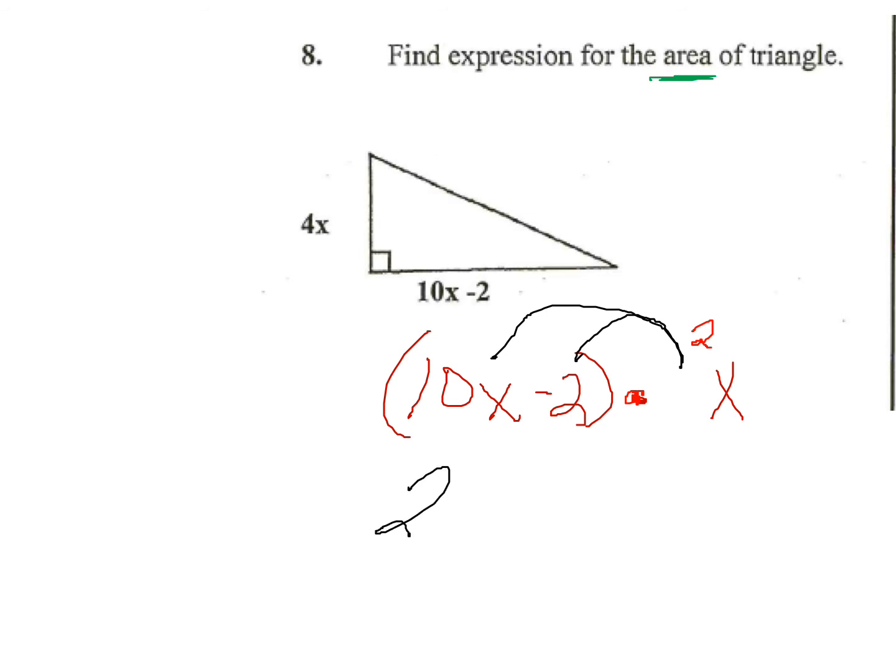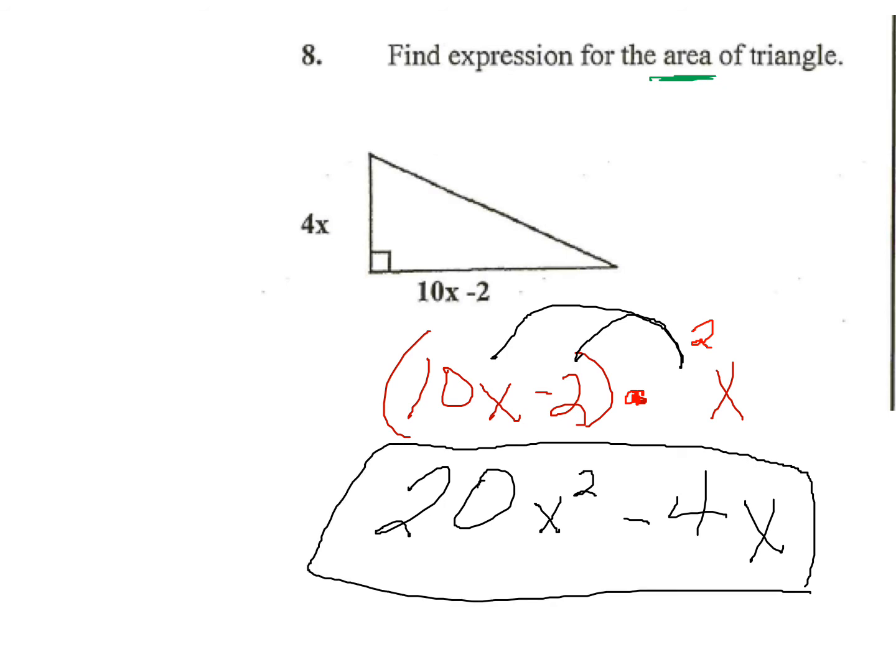2x times 10x, 2x times 10, that's 20, and x times x is x squared. That's some basic math. Negative 2 times that, negative 4x. The x is going with it, 2x is what was left up there. 2x times both. That's your simplified answer.